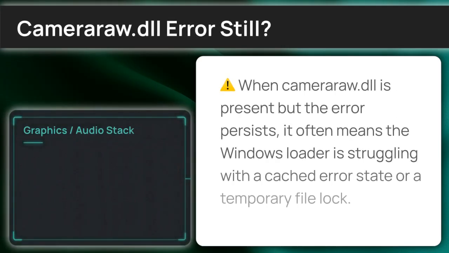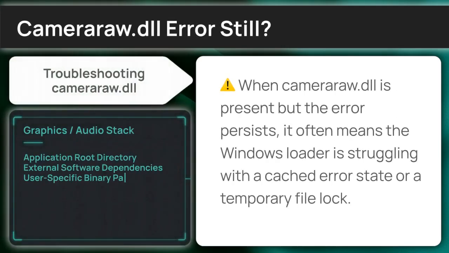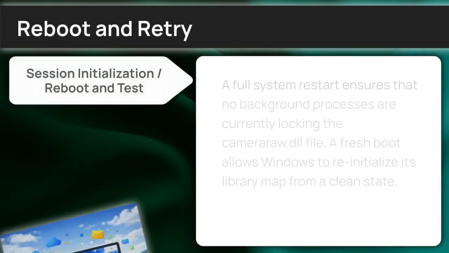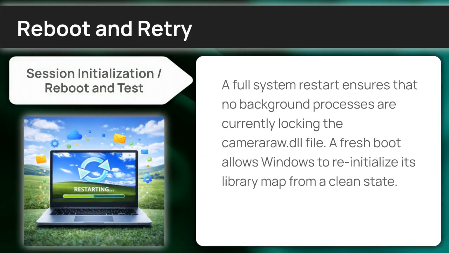If you're still finding yourself stuck after the reinstall, our next priority is to check for any active blocks in the system path. A full system restart clears the temporary memory cache and allows Windows to attempt a fresh initialization of all required libraries, including Camera Raw Library.